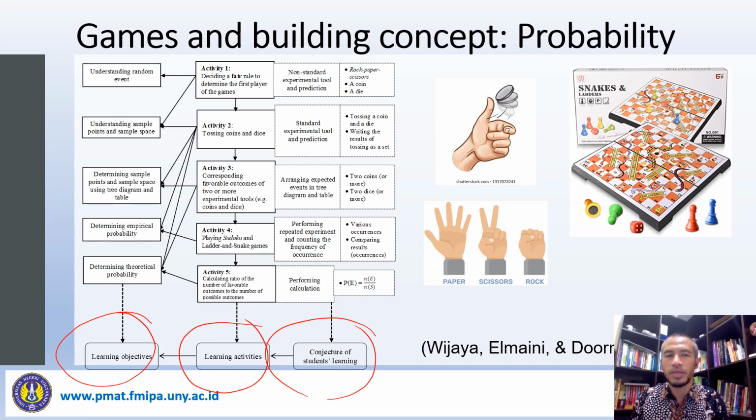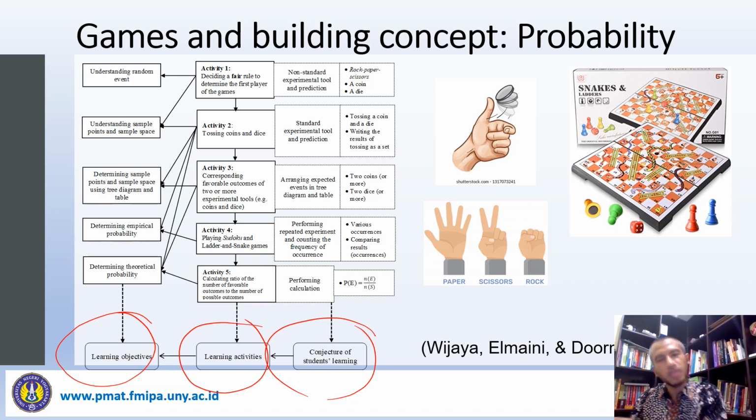When they are asked why they think that strategy will give a fair rule to determine the first player, they answer that, yeah, because we do not know what will come when we throw a die, or we toss a coin, or we do paper, scissors, and rock. It means that not knowing what will come, it's the idea of a random event.